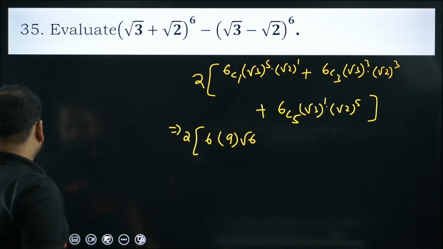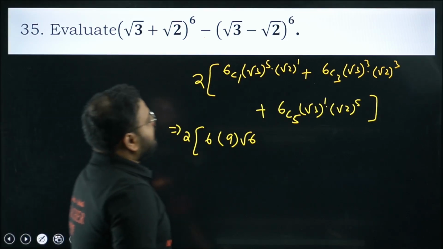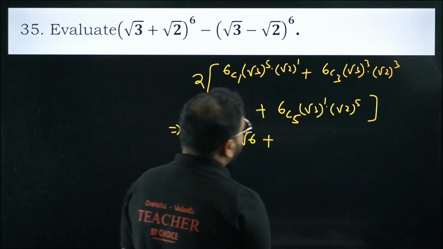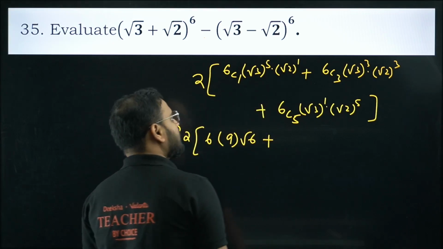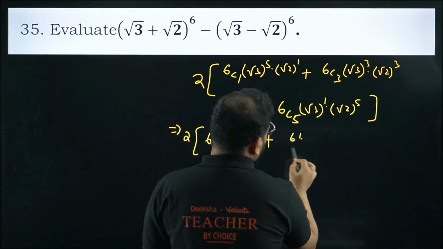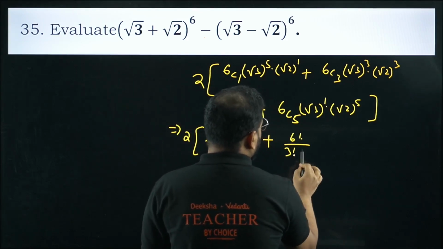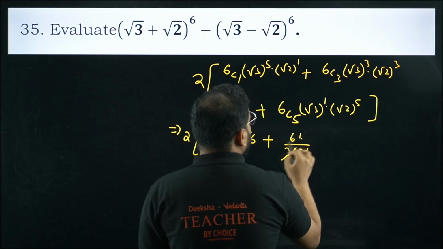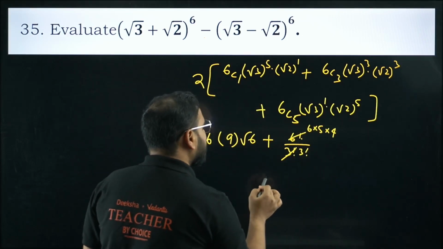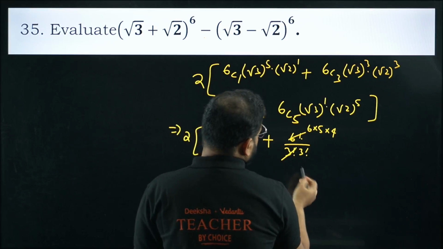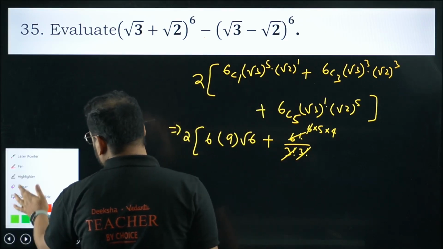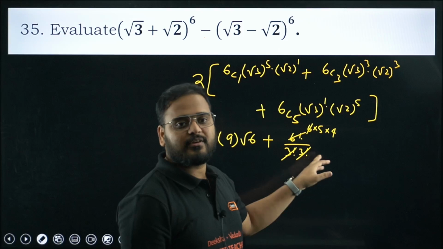Alright, sir. Now over here 6C3 will become 6 factorial upon 3 factorial into 3 factorial. So I'll have 3 factorial by 3 factorial. Cancel this, it'll have 6 into 5 into 4. Then 3 into 2 is 6 again. Cancel this. I have 20 left. I can erase this again.